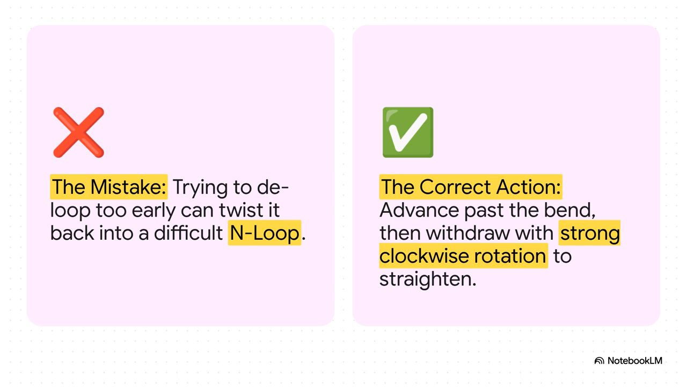The classic rookie mistake with an alpha loop is trying to fix it too early. If you do that, you can actually twist it back into one of those nasty N loops. The right move is to just embrace the loop. Advance deep into the colon, get to where you need to go, and only then do you withdraw with a strong clockwise turn to straighten everything out.